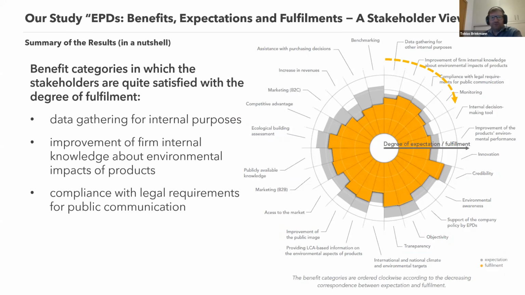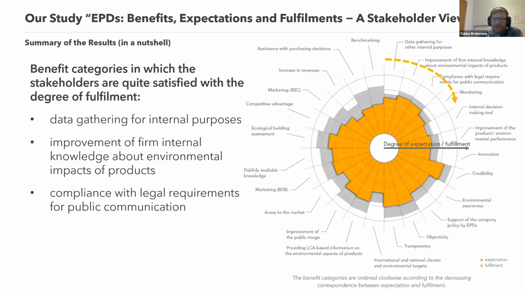If we now take a look at the benefit categories in which the stakeholders are quite satisfied with the degree of fulfillment, we sorted the fulfillment more or less clockwise. So here you have the benefit dimensions where the expectations were nearly fulfilled, which were the data gathering for internal purposes, the improvement of firm internal knowledge about environmental impacts of products, and the compliance with legal requirements for public communication.